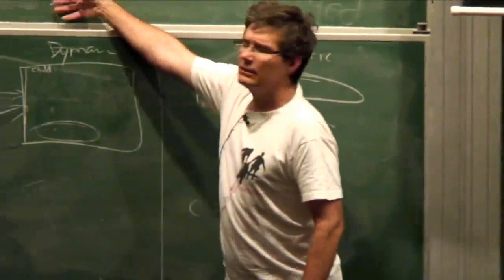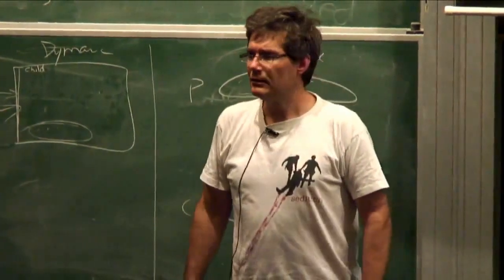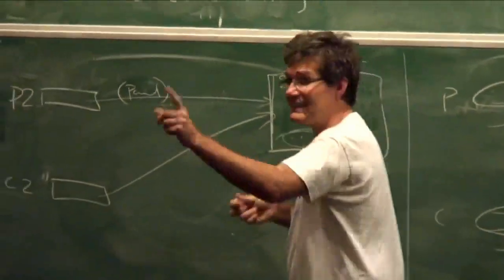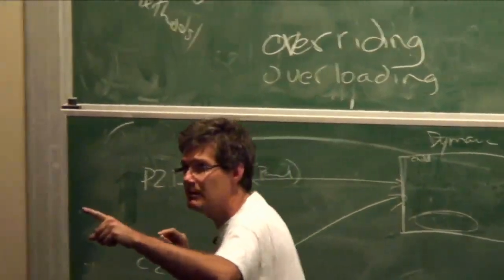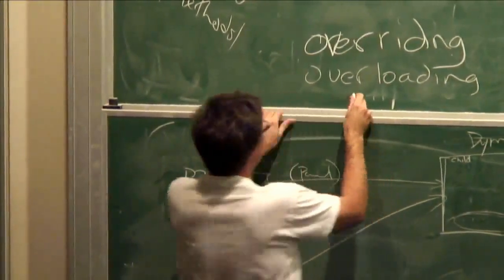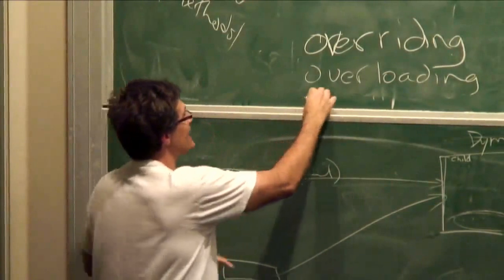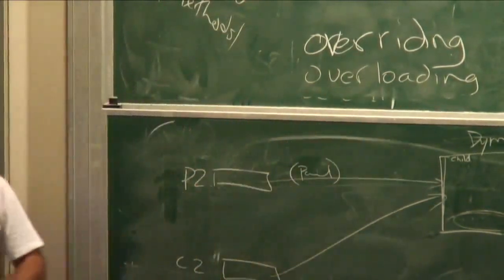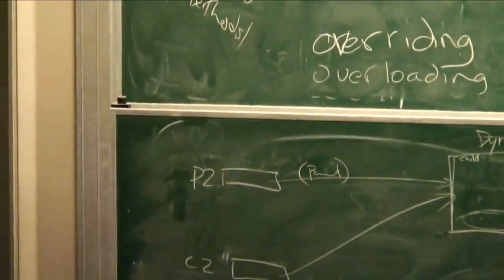Overloading. What's overloading? We're about to get to variable values. Well done. What's your name? Symphony. Yeah, Symphony Wong again. Hello. Sorry, Symphony. Yes, we're about to get to that. That's our third one. But overloading means something else. But you're right. That's our third one. Yes?